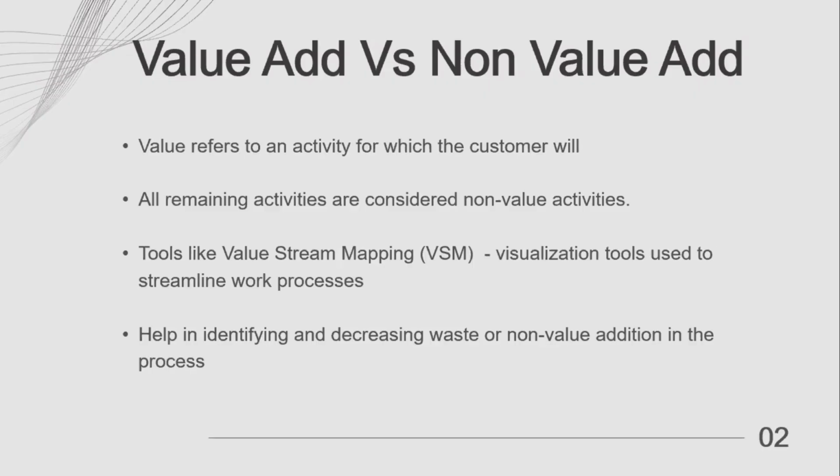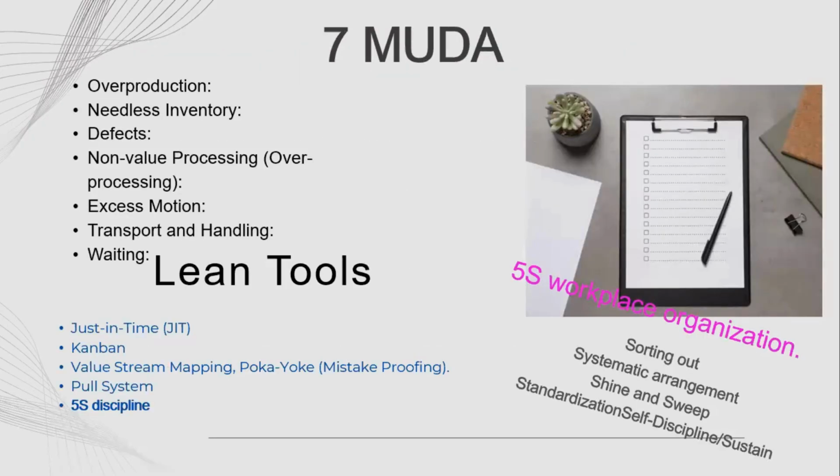And the second thing we are trying to cover here is how we have to create a VSM, Value Stream Mapping. That's a very powerful tool in Lean Six Sigma. Unless you understand what the VSM is and how it works, you cannot identify or remove the waste in the process. So this VSM plays a major role.